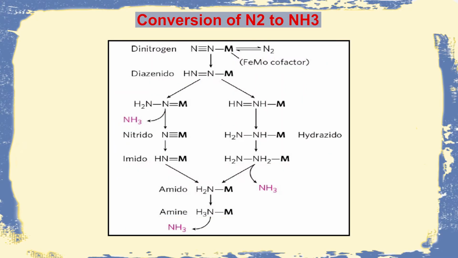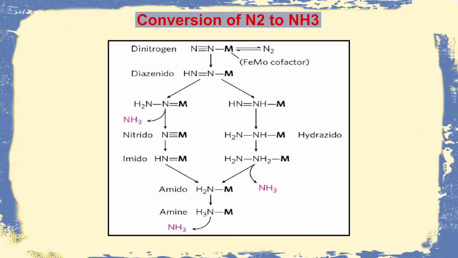So what we see is it is a stepwise reduction from nitrogen to ammonia, and the most important component is the M or the FeMo cofactor. This M will bind with nitrogen and will produce the diazenido compound, and this diazenido compound, that is M=N=NH, will produce two types of compound.